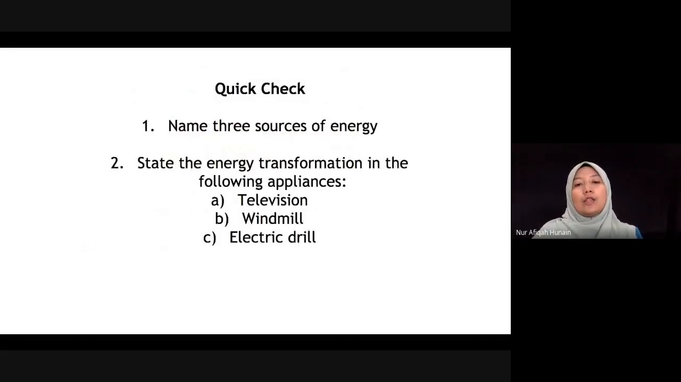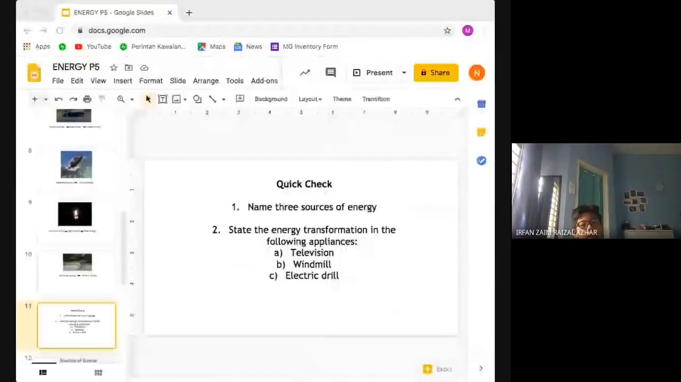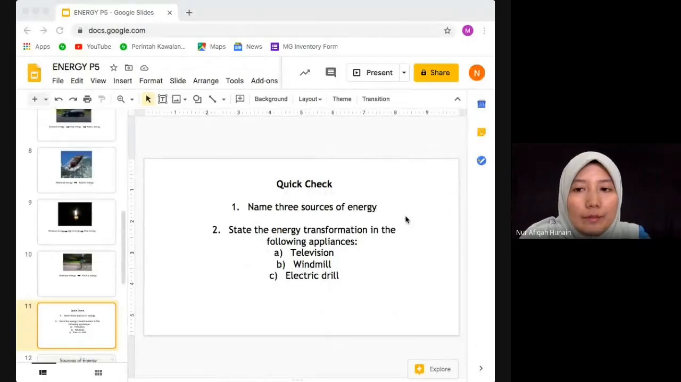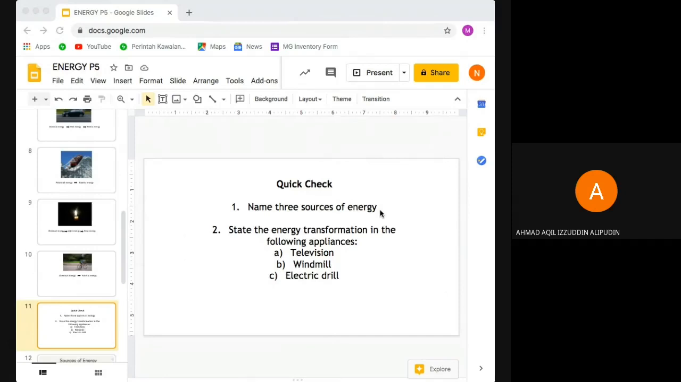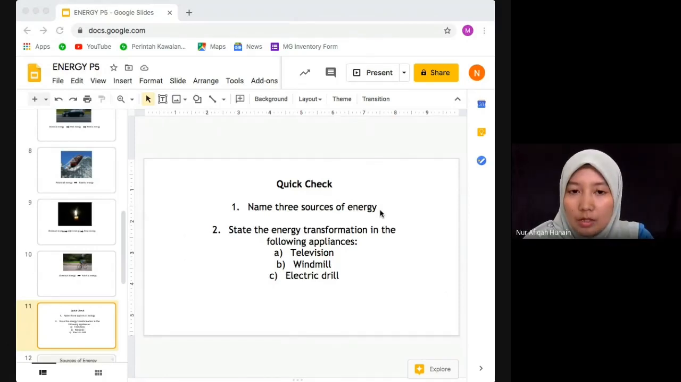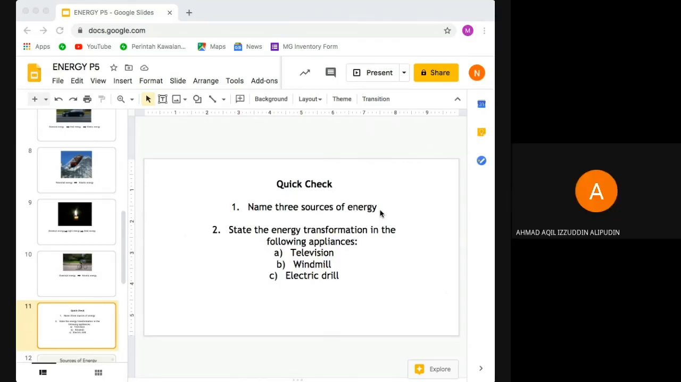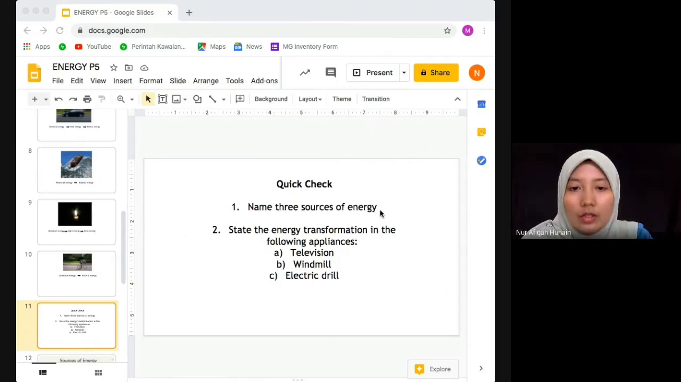Okay, quick check everyone. Who wants to answer, raise your hand. Name three sources of energy. Who wants to answer me? Sources of energy. The sun, food and wind.